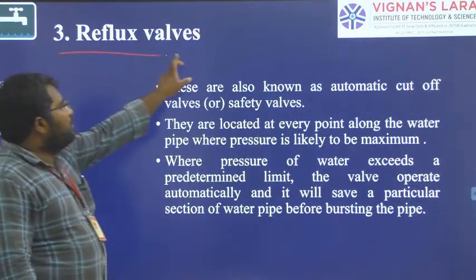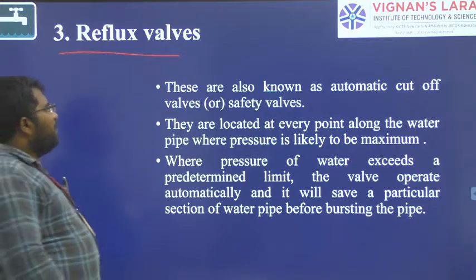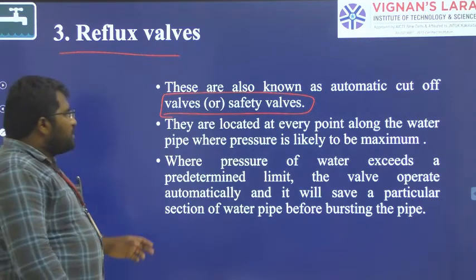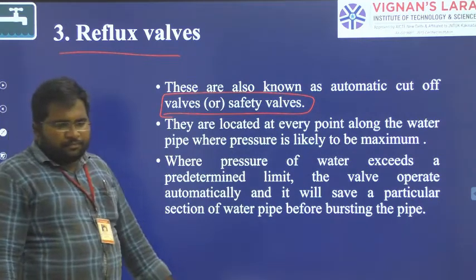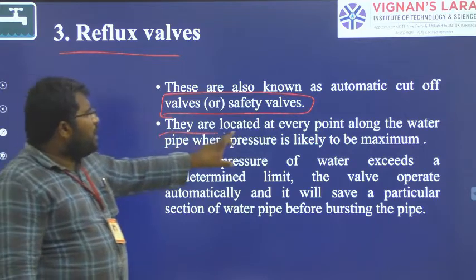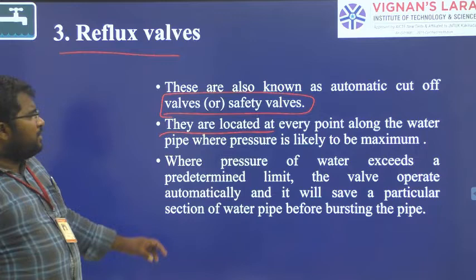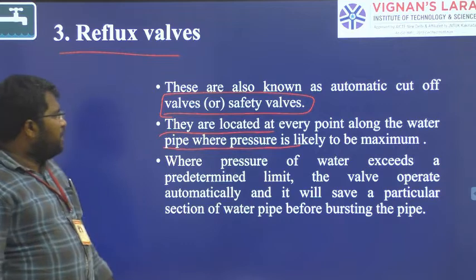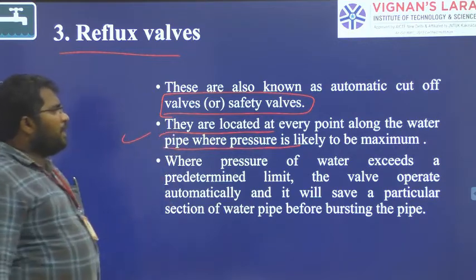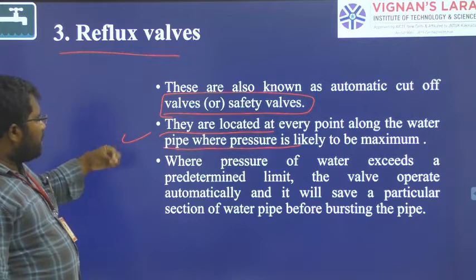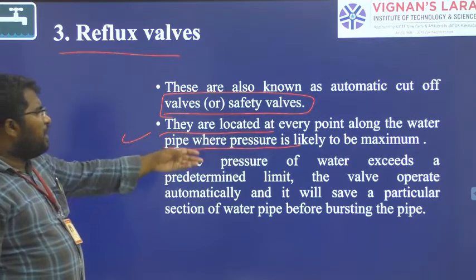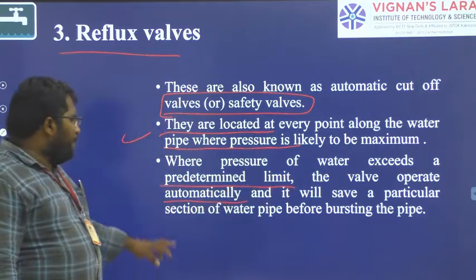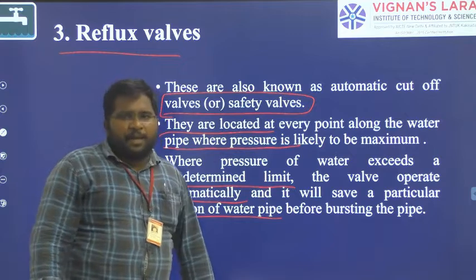Next, the reflex valve. These are also known as automatic cutoff valves or safety valves. They are located at every point along the water pipe where the pressure is likely to be maximum. Where the pressure of water exceeds a predetermined limit, the valve operates automatically and saves that particular section of the water pipe from bursting.